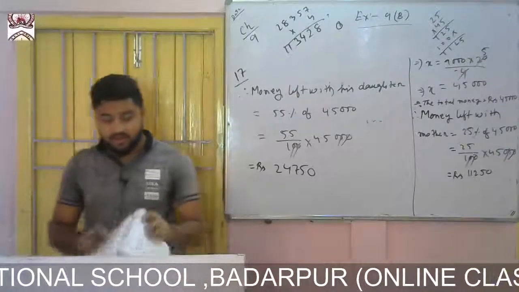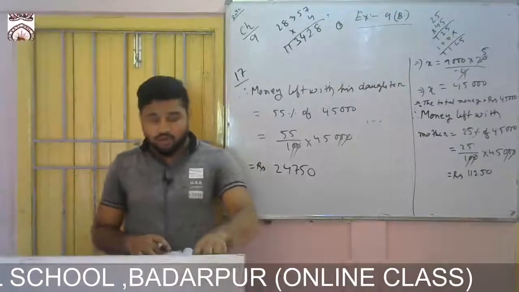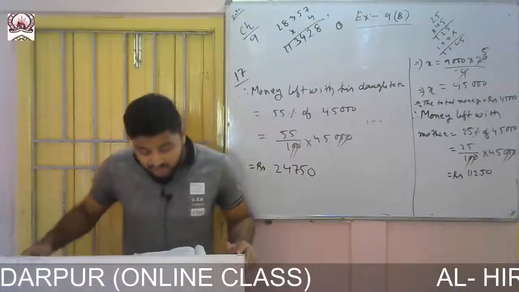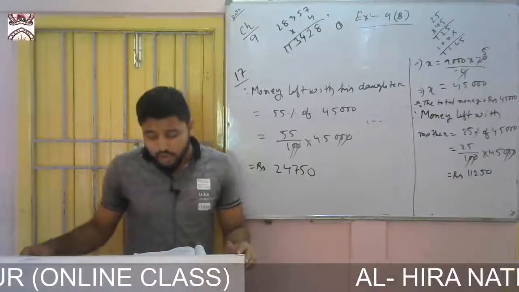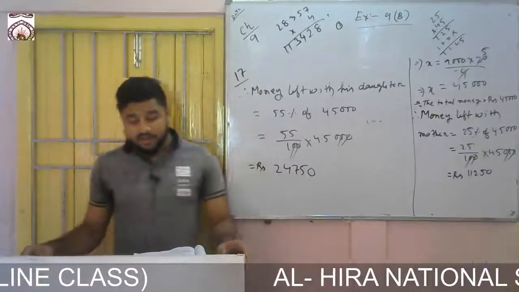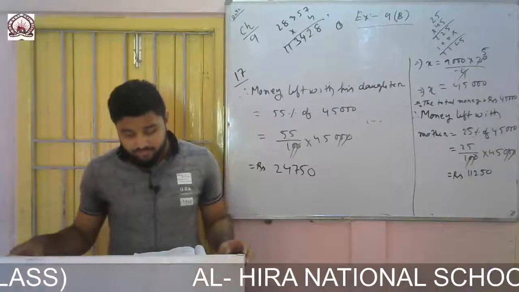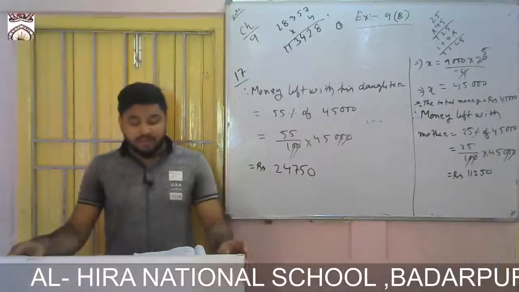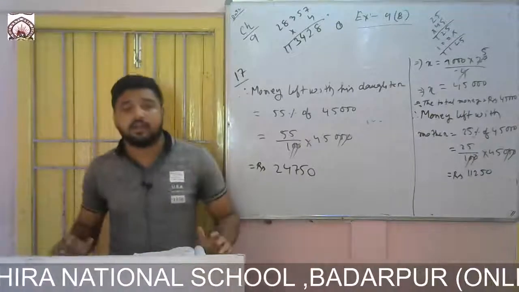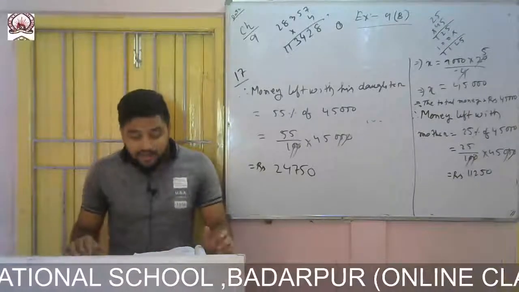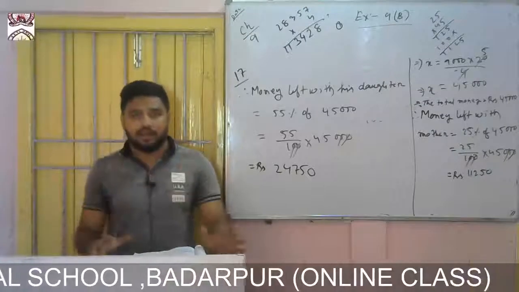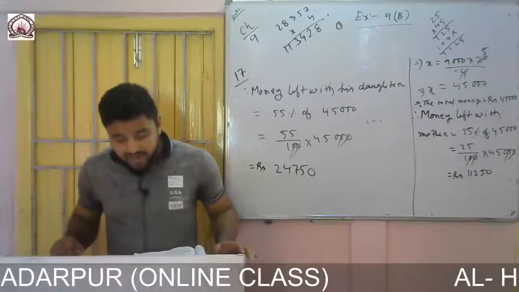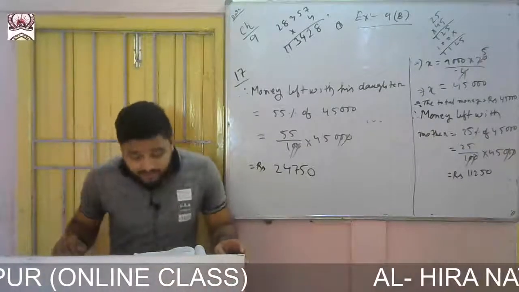Yes, high order thinking is there. So it is the last question for today. A 60-liter tank was full of oil. Sham used 40% of it. That means the tank was 60 liter, and it was full of oil. Sham used 40% of it.